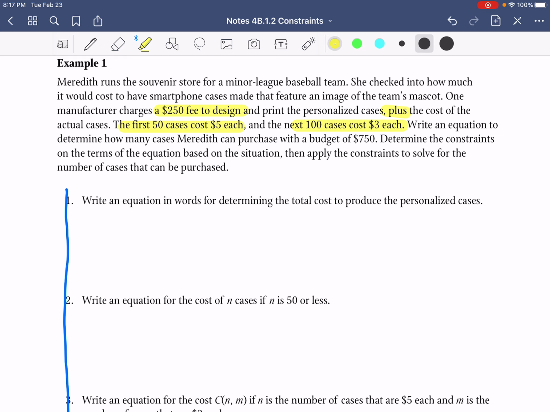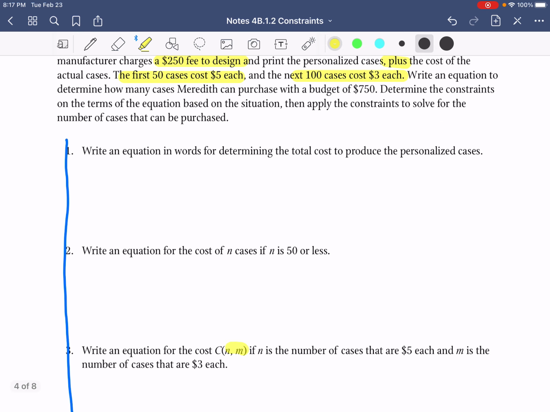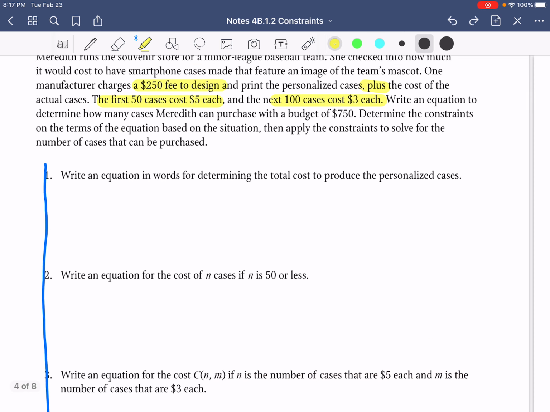It says write an equation, determine how many cases Meredith can purchase. Here in our problem, it says something about the cost, and it tells us to use N and M. It says use N for the cases that are $5 each, and use M for the number of cases that are $3 each. So we're going to go ahead and use those variables.